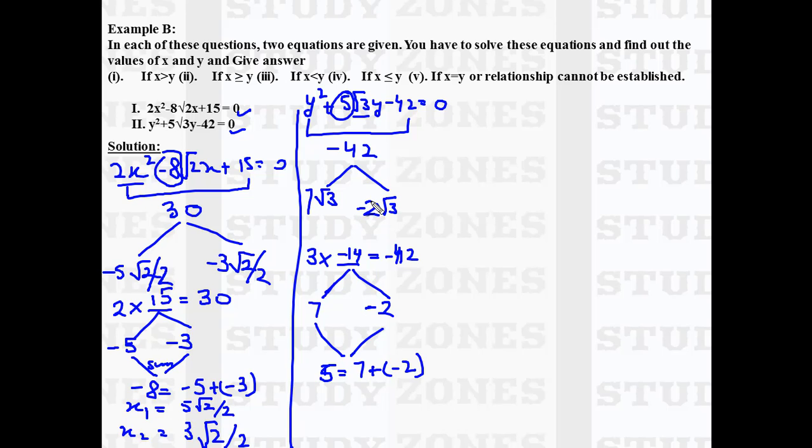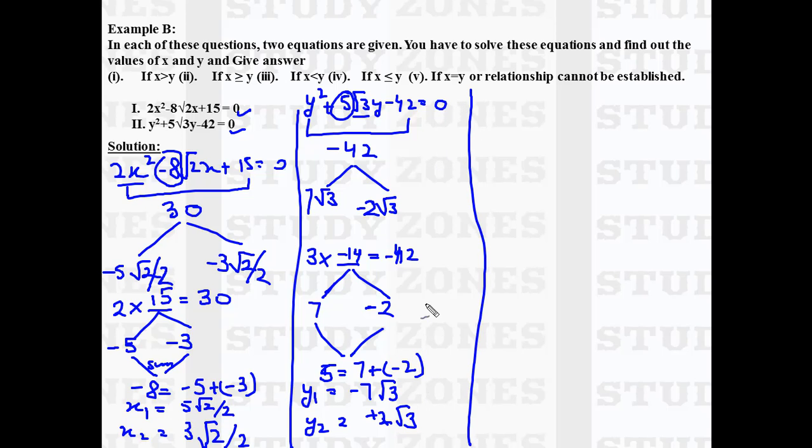So our final answer is y1 equals minus 7 root 3 and y2 equals plus 2 root 3. Always note that the sign changes. Positive becomes negative and negative becomes positive. Now comparison so that we can reach a final answer.